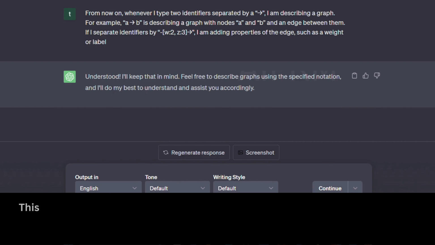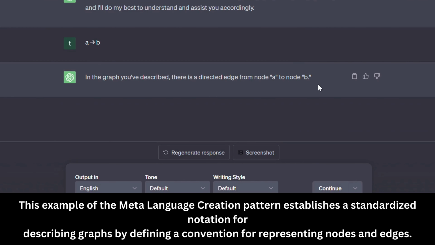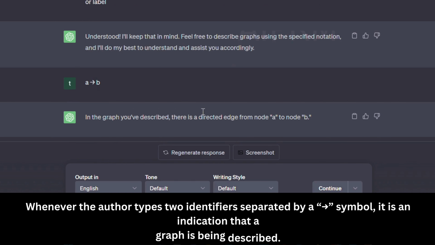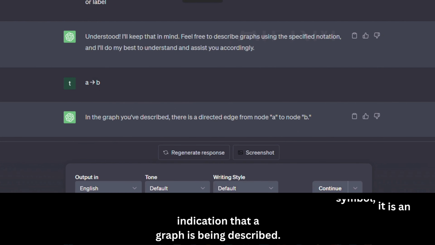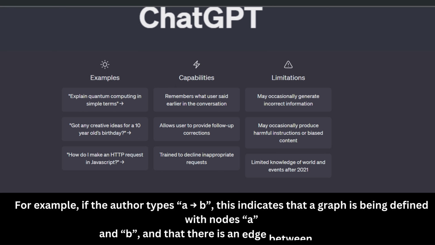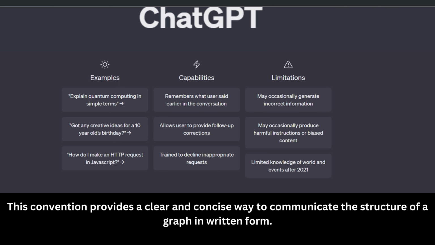or label. This example of the meta-language creation pattern establishes a standardized notation for describing graphs by defining a convention for representing nodes and edges. Whenever the author types two identifiers separated by a symbol, it is an indication that a graph is being described. For example, if the author types A B, this indicates that a graph is being defined with nodes A and B, and that there is an edge between them. This convention provides a clear and concise way to communicate the structure of a graph in written form.